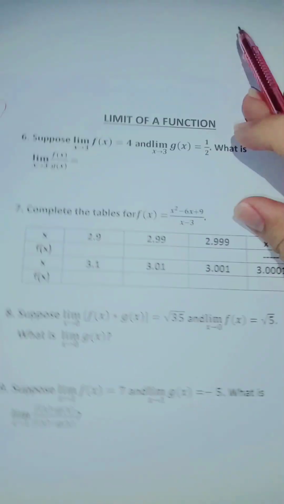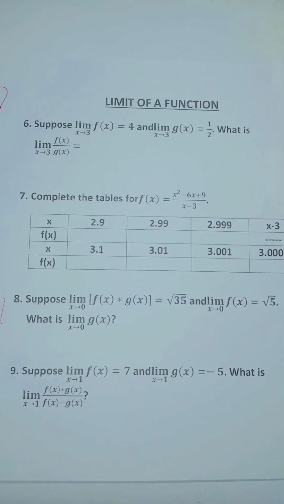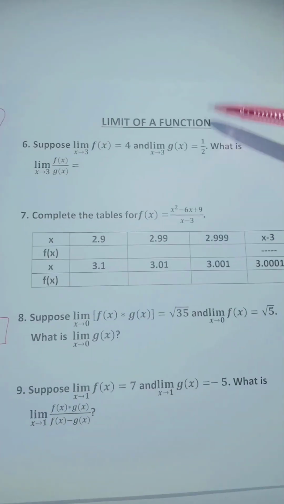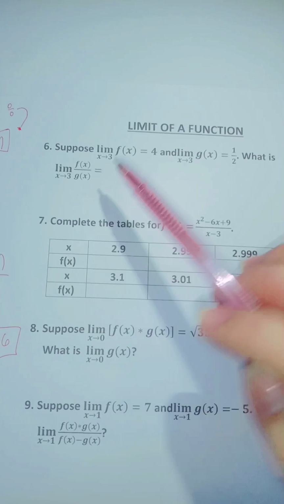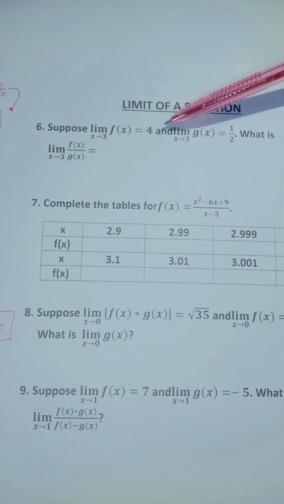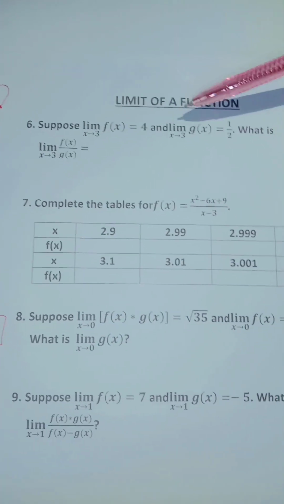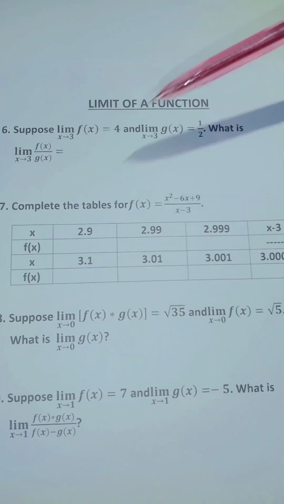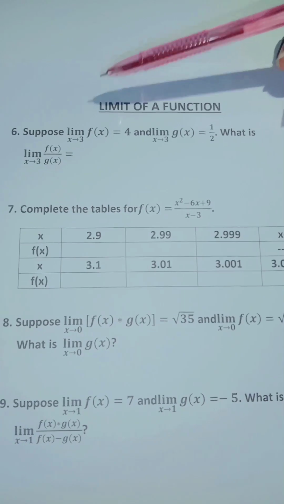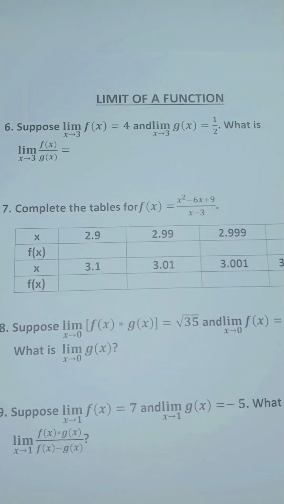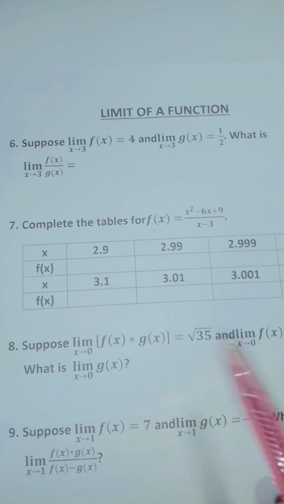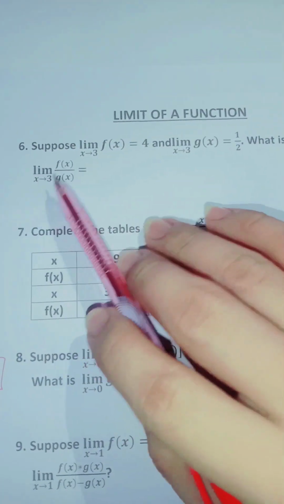Okay? So lipat naman tayo sa medyo hindi naman ganun ka-complicated, pero medyo challenging din. Let's say for example, number 6. Suppose the limit of f of x is equal to 4 as x approaches 3, and the limit of g of x as x approaches 3 is equal to 1/2. What is the limit of f of x over g of x as x approaches 3 naman? So anong gagawin natin dito? So yung gagawin natin is, we will use the quotient law muna.